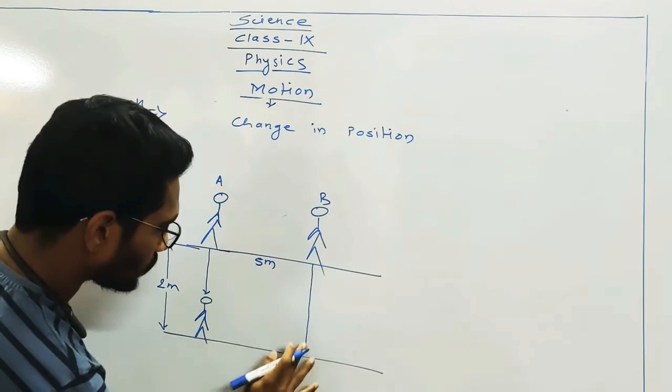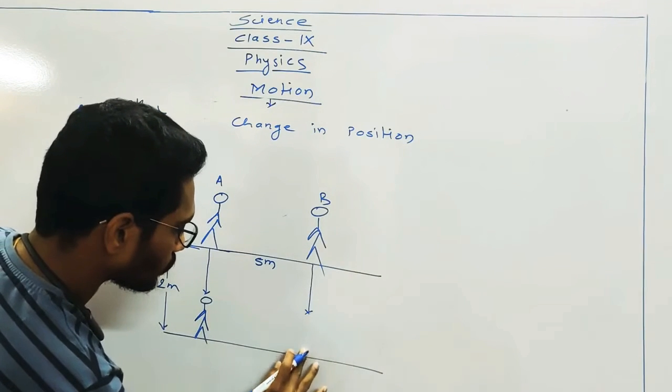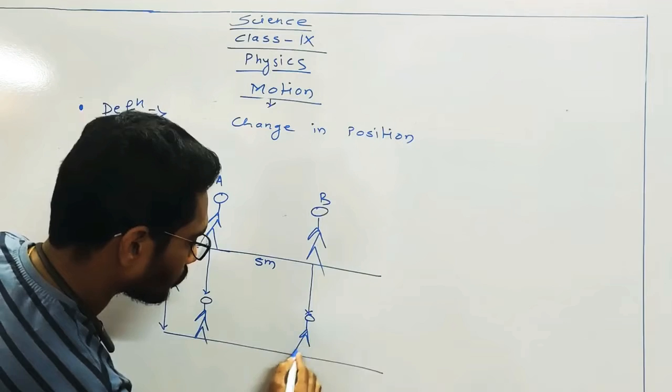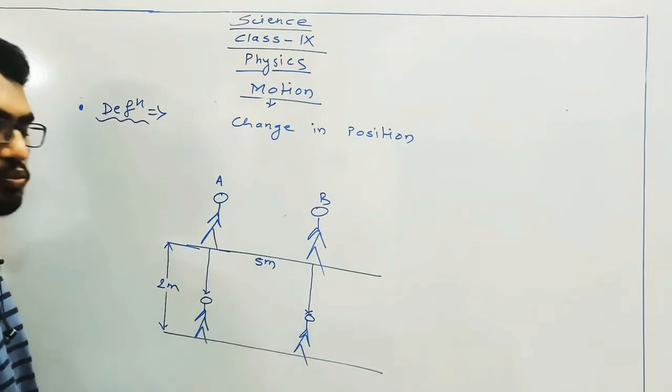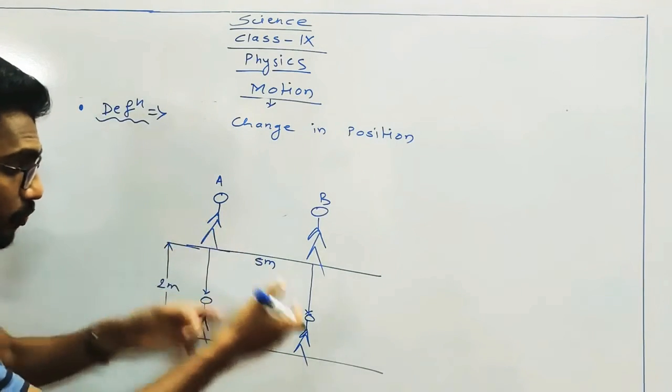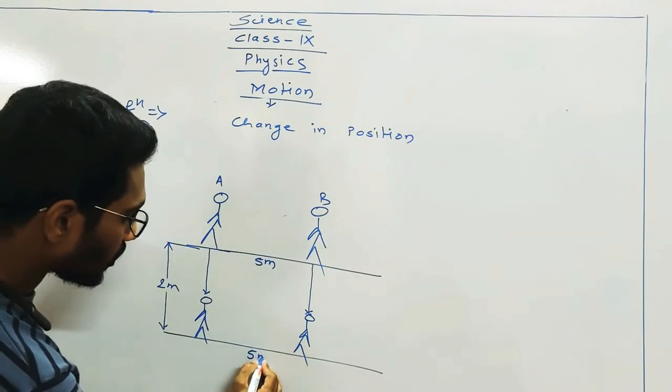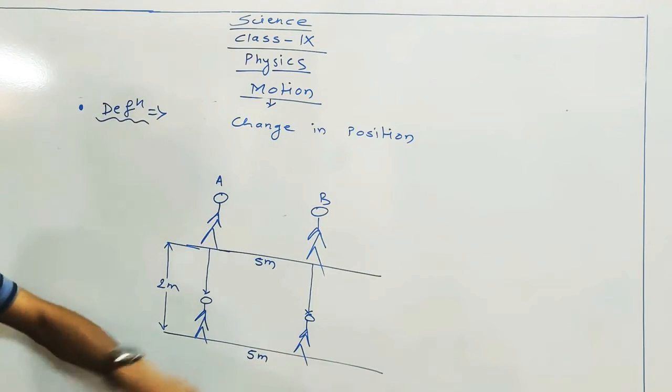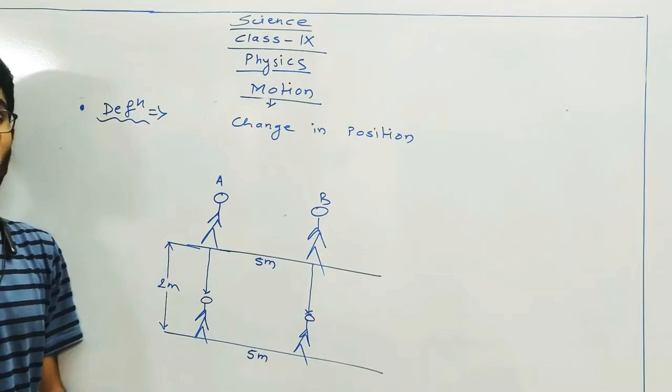and at the same time this particular object, or we can say person, travels the same distance and comes to the next position. At this position also, the distance between person A and B is again 5 meters. Is it clear to all?